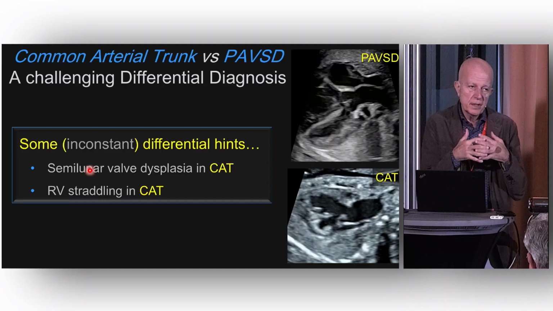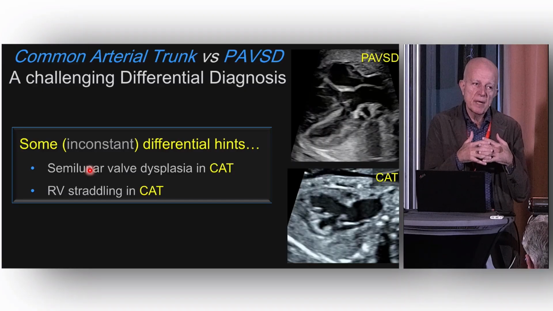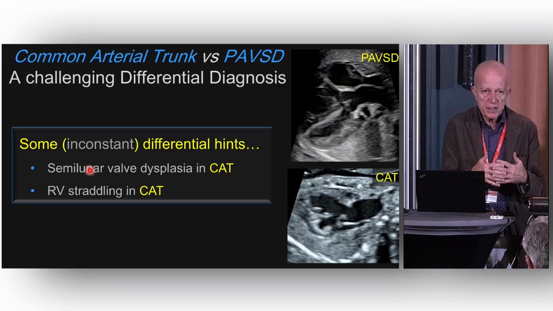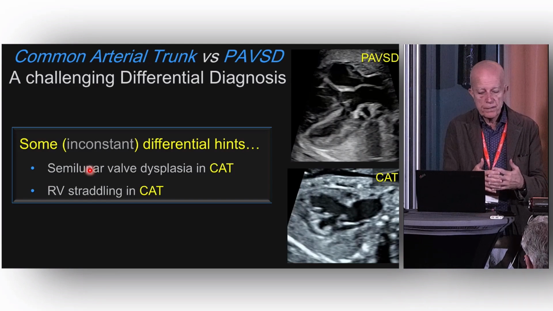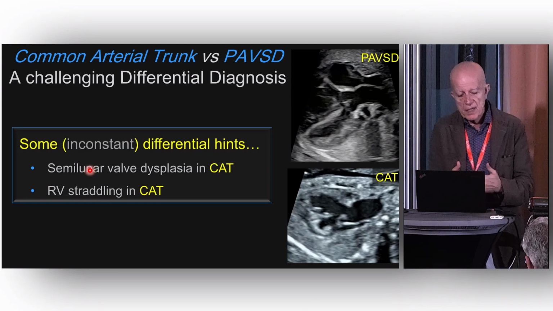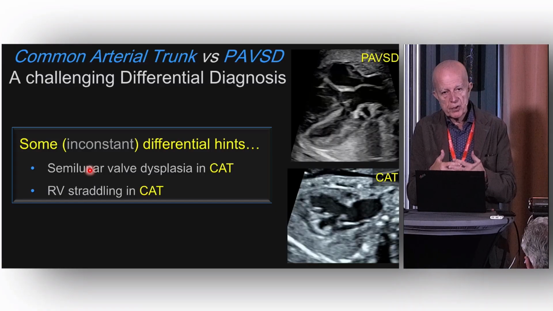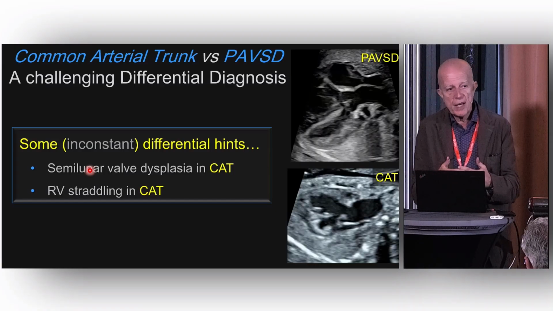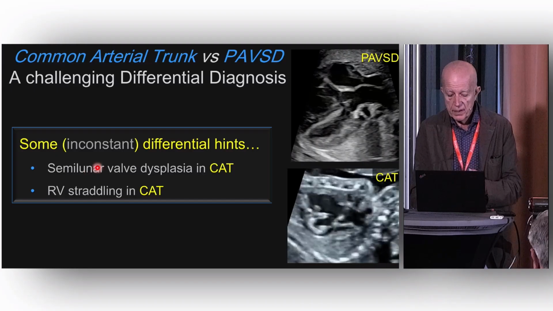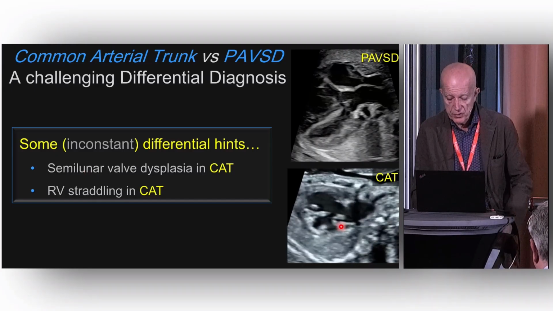So the truncal valve is by definition dysplastic. Maybe clinically relevant because you have severe insufficiency, as I'll show you in a while, or maybe clinically less relevant, but by definition, anatomy-wise, you do have a dysplastic truncal valve in any case. And you see here, in this case, this is the same clip I showed you before.